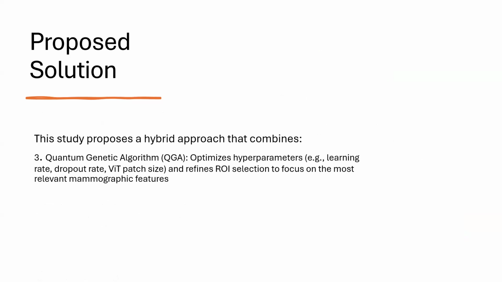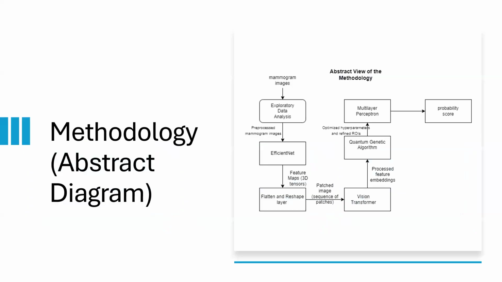So this study proposes a hybrid approach, which also combines, as you've seen, the first two. The other thing is the quantum genetic algorithm, which optimizes hyperparameters, e.g. learning rate, dropout rate, the vision transformer patch size, and refines the region of interest selection to focus on the most relevant mammographic features. Let me first explain the methodology, then I'll go to the computational challenges.